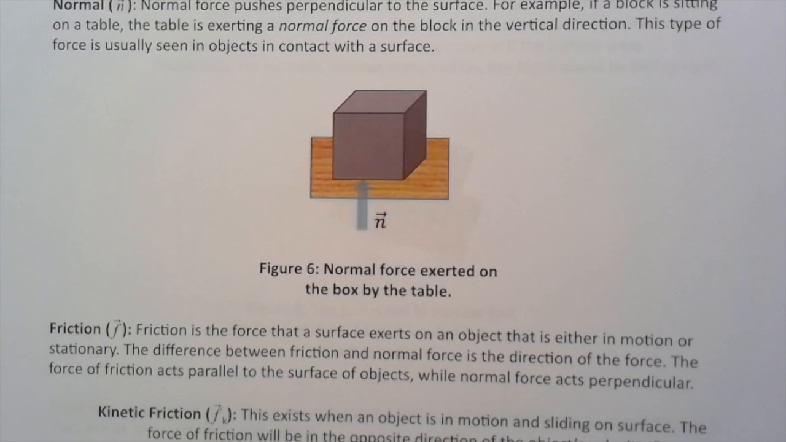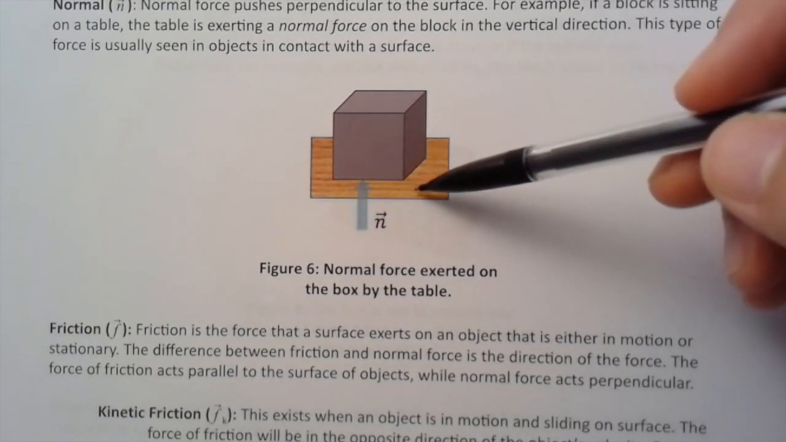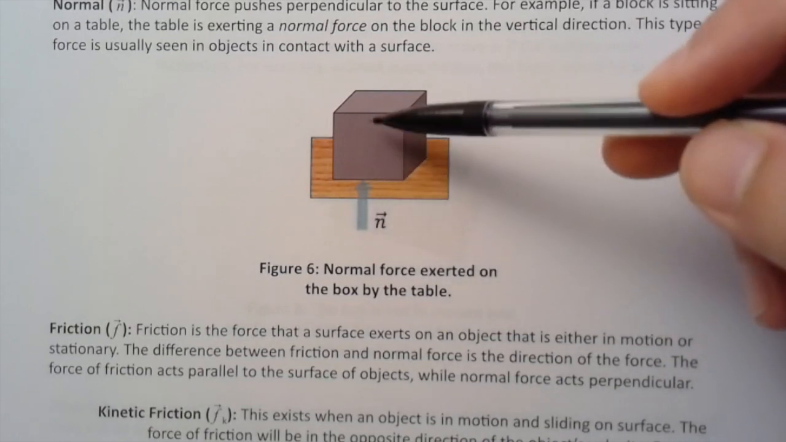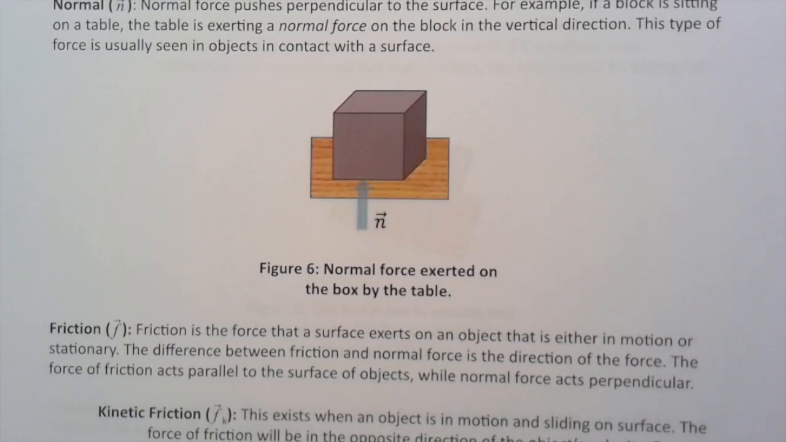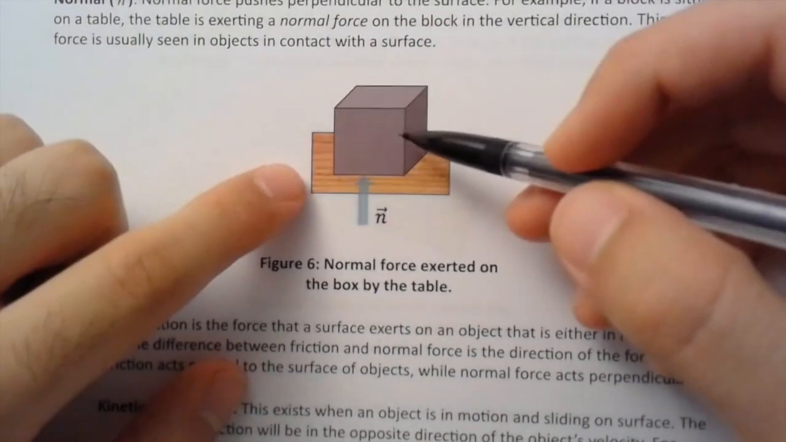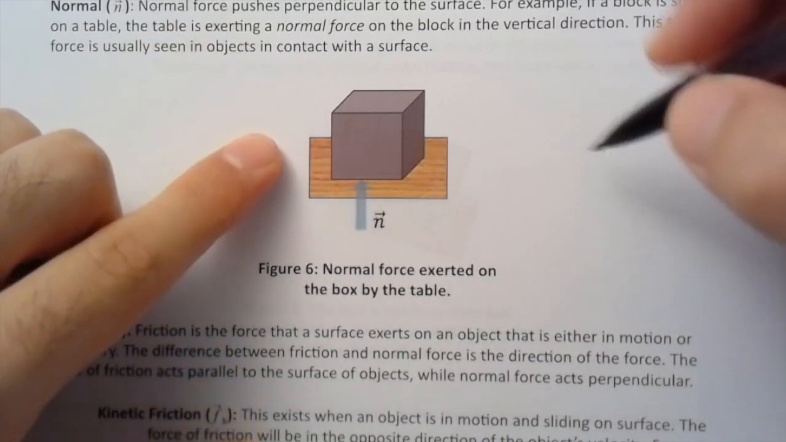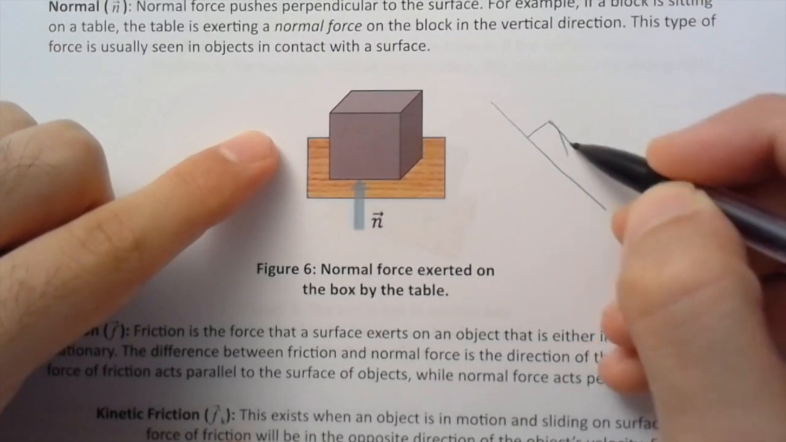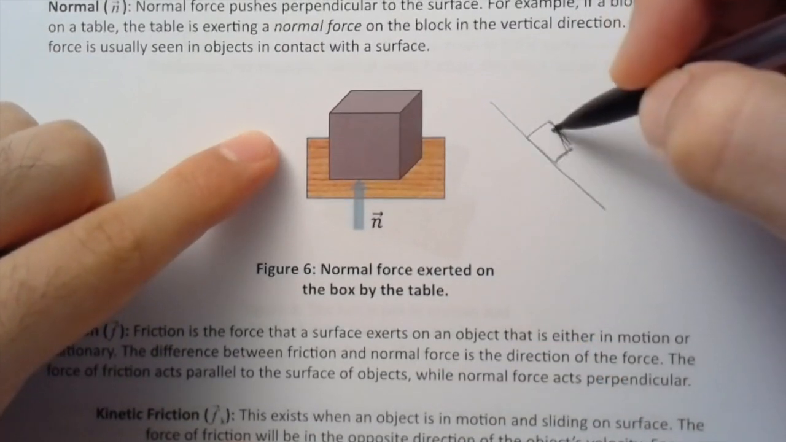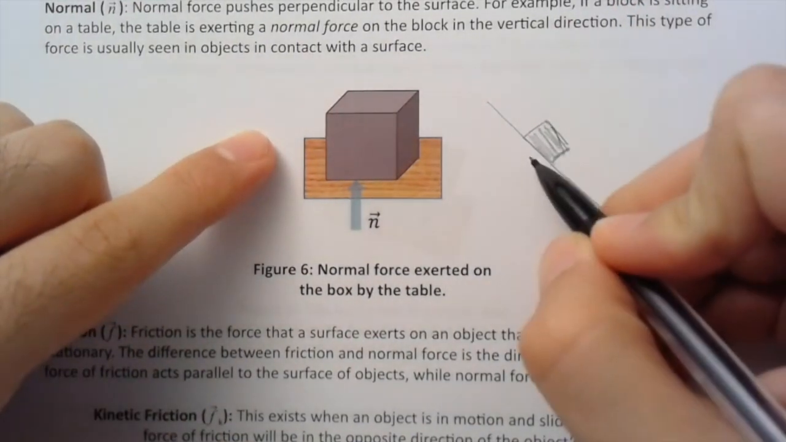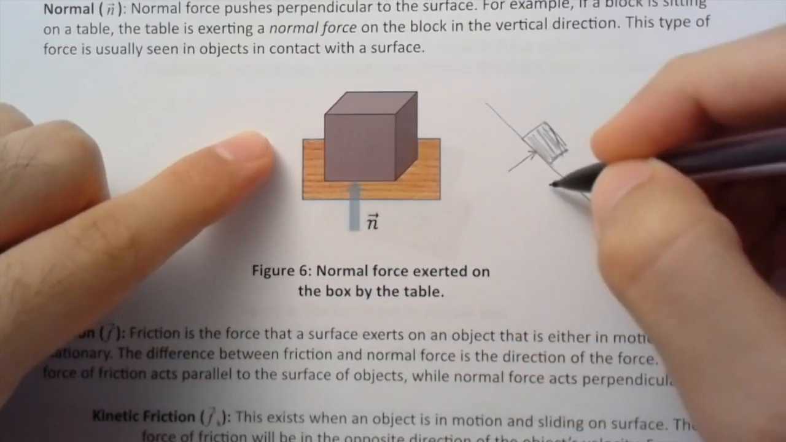For example, in this case, the wooden table is putting a normal force on the box, and it's always going to be in the direction perpendicular to the object. In this case, it's vertical. However, if I had a box sitting on a table like this, then the normal force would be in this direction, not in this direction.